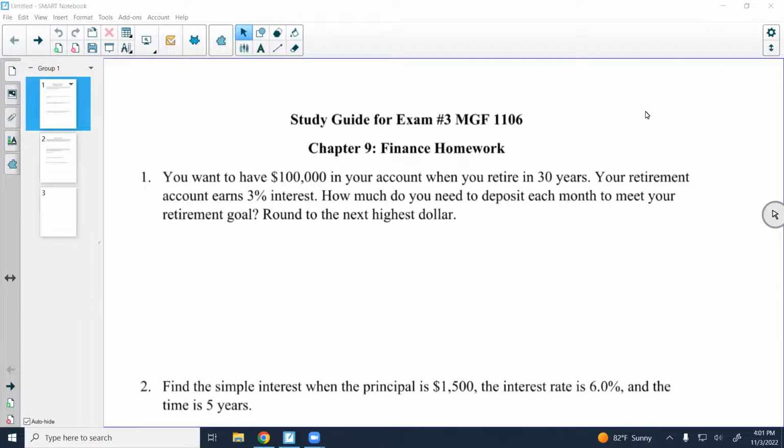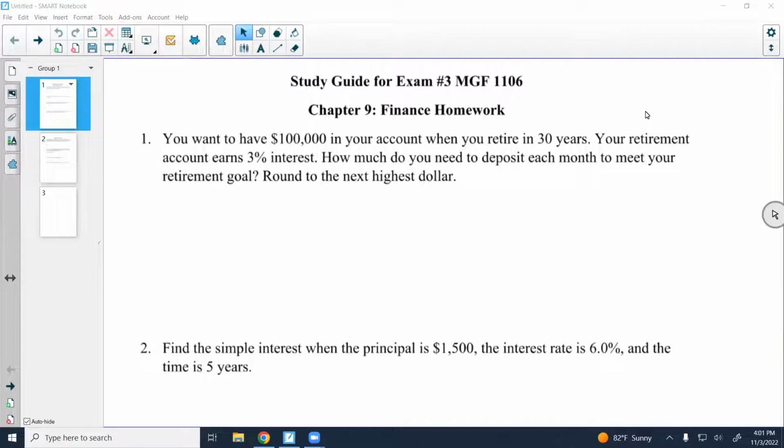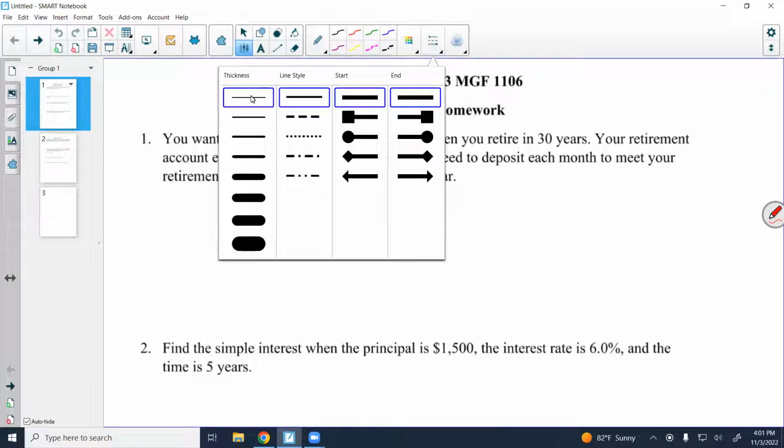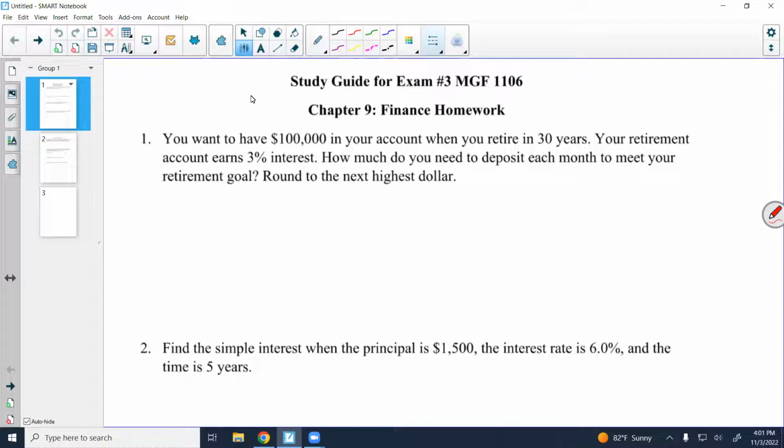Okay, so today we're looking at the study guide for exam 3. So we start off with stuff from the finance chapter.